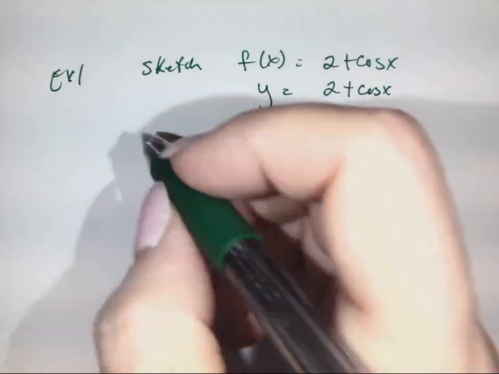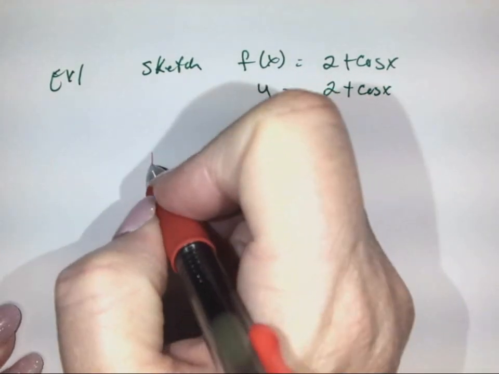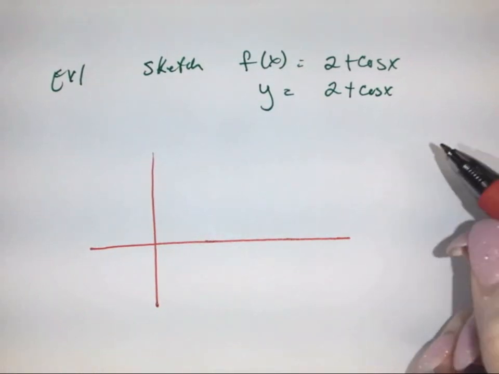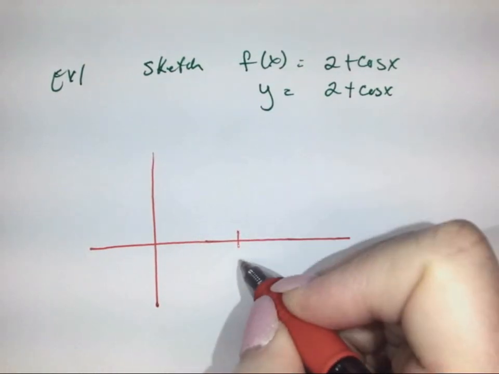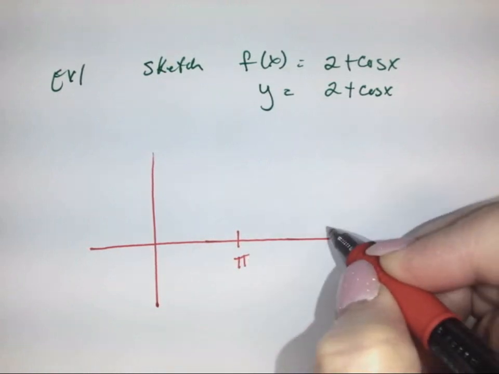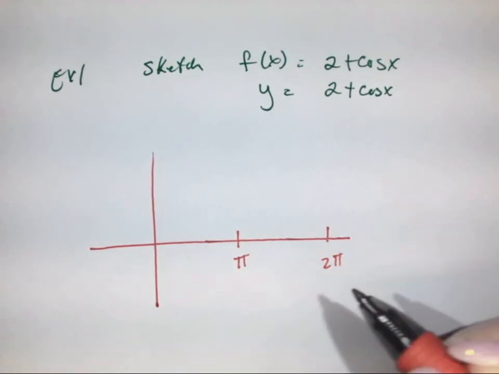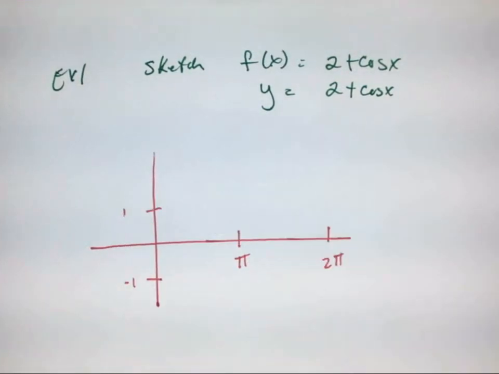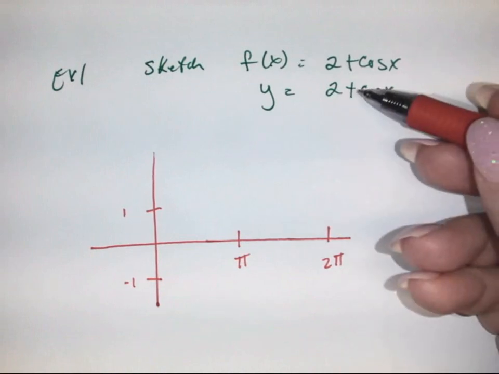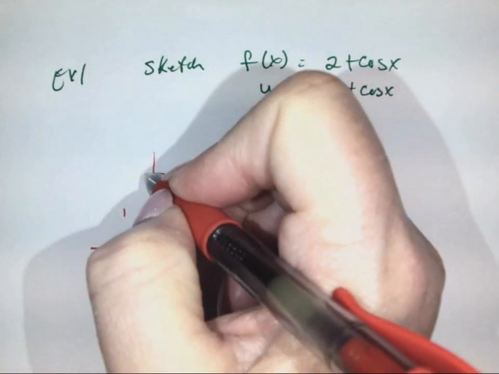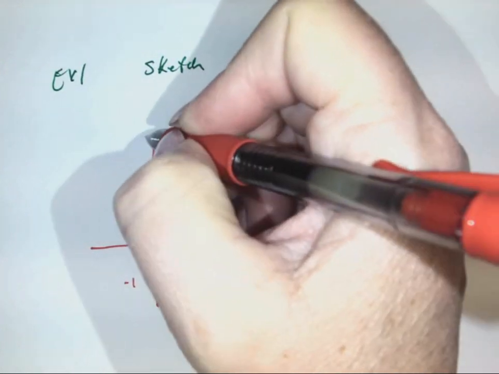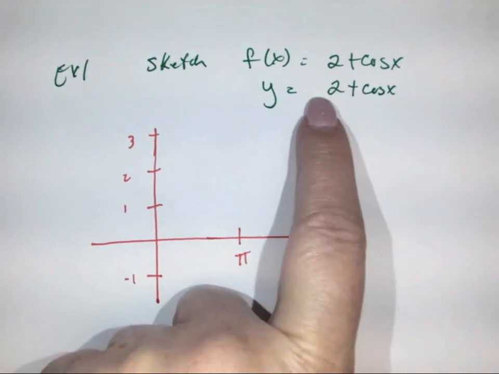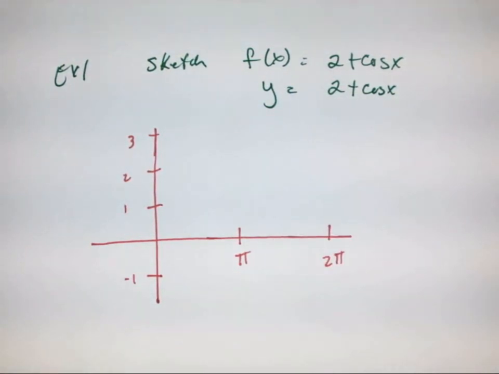So the first thing we're going to do is draw a graph. Get us started here. And we're going to do 0 to 2 pi. We're going to do a complete period. So this would be pi. This will be 2 pi. We'll have a -1 and a +1. And we're going to add 2, so I know I've got to have a little bit more going on up here. So this will be 2, and this will be 3. I know it's going to go up positive because it's a +2.